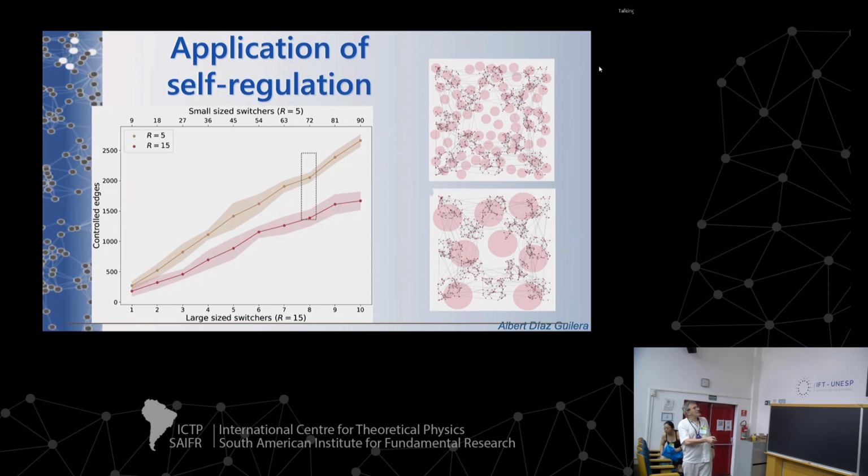Then what we measure is that if we have here with 8, you see, here we have the same surface. We need 72 here. We have 8 here, so we have the same surface. But then with r equal to 5, we can control about 2,000 edges, and with r equal to 15, we can control just 1,000. So that's the difference.